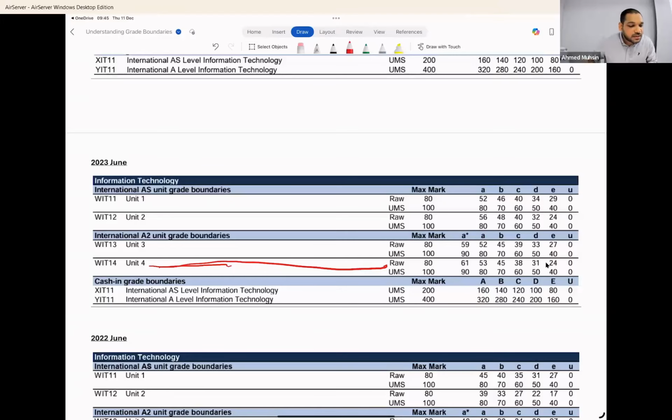Dishan, your paper is here. Dishan has scored sorry, Avish, why are we seeing you? Come on, we need to do the exam paper.